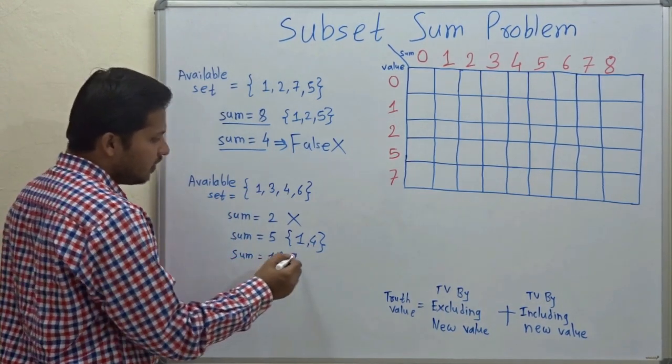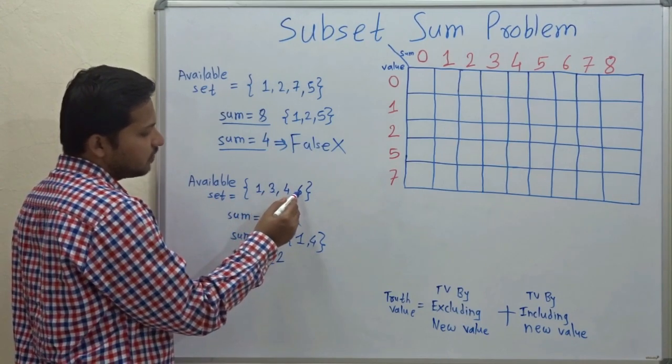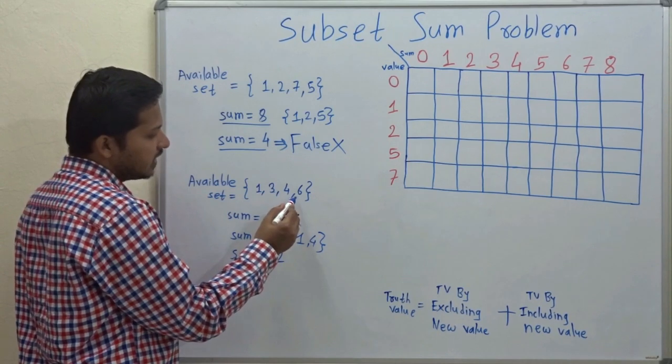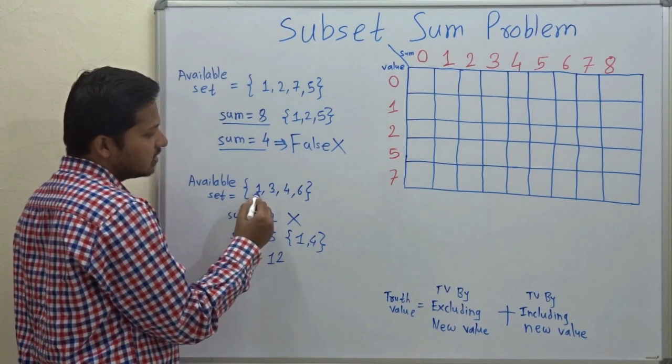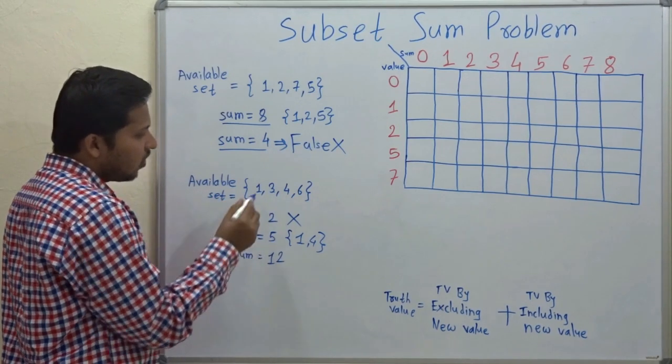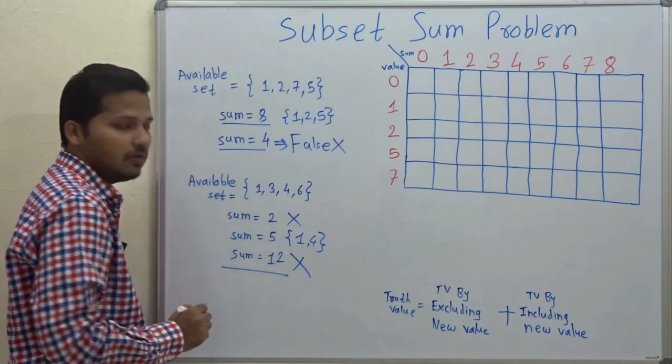Sum is equal to 12. See, 1 plus 3 is 4 plus 4 is 8 plus 6 is 14, 6 plus 4 is 10, then 4 plus 3 is 7, plus 1 is 8. So we are not, by any arrangements, we are not able to form 12.